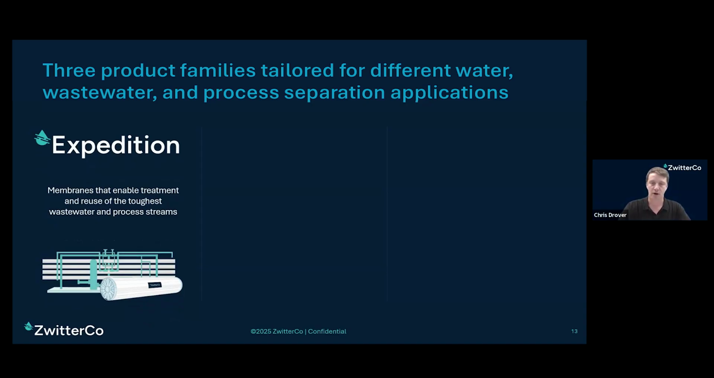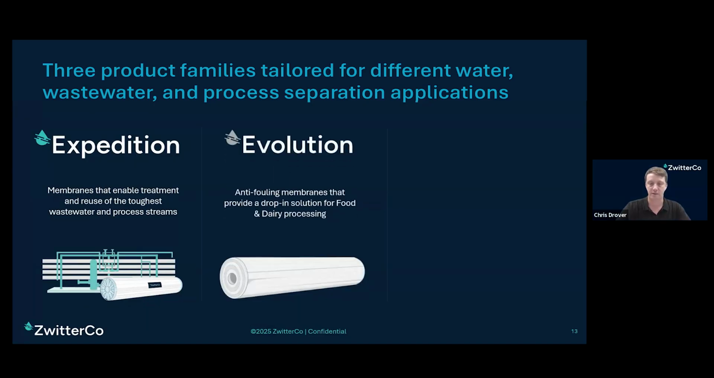Our Evolution membranes are food-grade process membranes designed for the specific needs of dairy and food processors. These are made out of materials that are compliant with food contact, and they are designed to be used in those existing membrane systems that are out in service in the world right now in food and process applications. They use both ZwitterShield and ZwitterCore in the various different membrane products in that lineup.